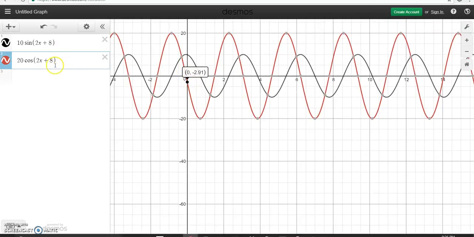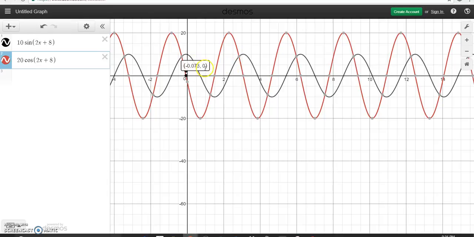And the critical points, of course, are there. What happened here? Apparently I just clicked on the wrong point. So there's a critical point right there at 0. And that's what we expect because that point right there, x equals -0.073, corresponds to the maximum on our 10 sine of 2x plus 8.